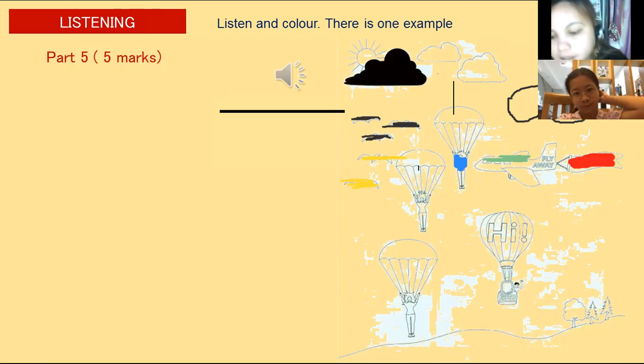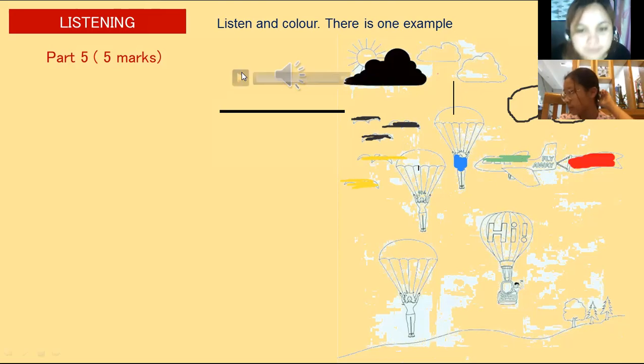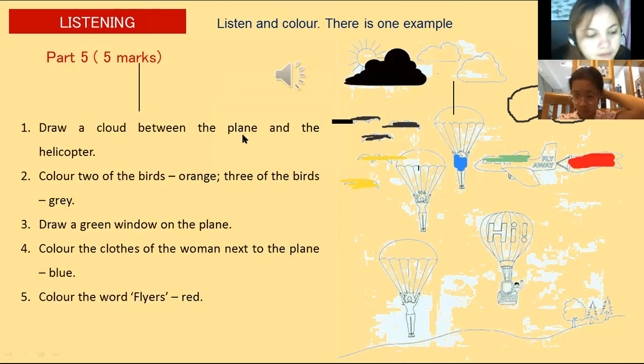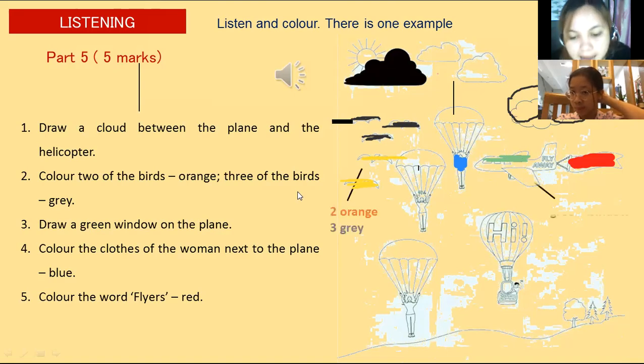Okay, finish. 1, 2, 3. Okay, so now let's check. Number 1, draw a cloud between the plane and the helicopter. Okay, next number 2, color 2 of the birds orange, 3 of the birds gray. Okay, so you can color it yellow and black. Okay, very good. Next, draw a green window on the plane.